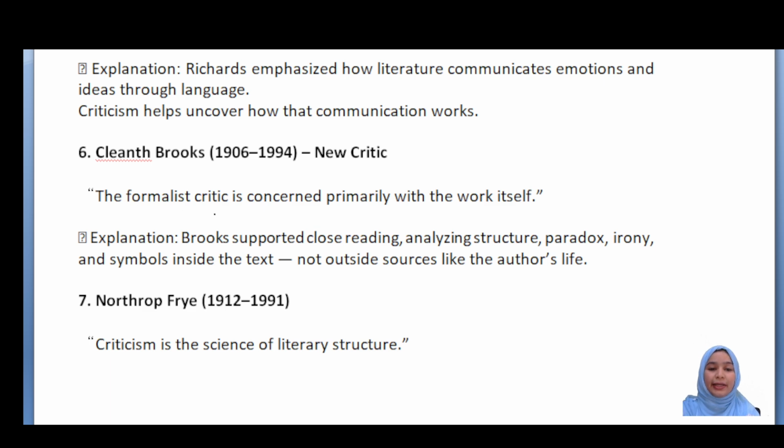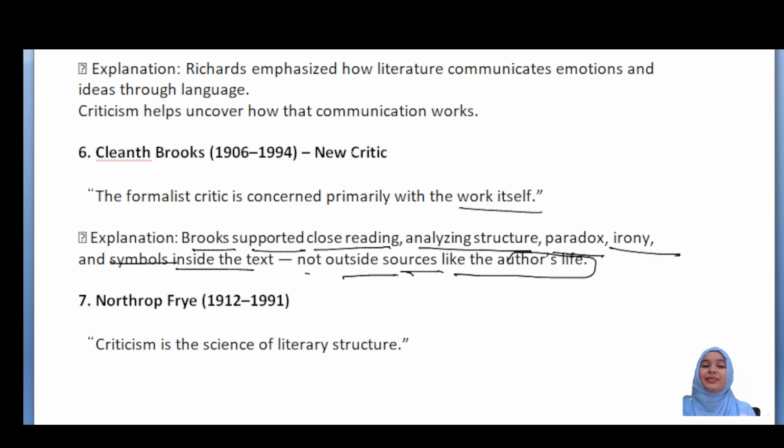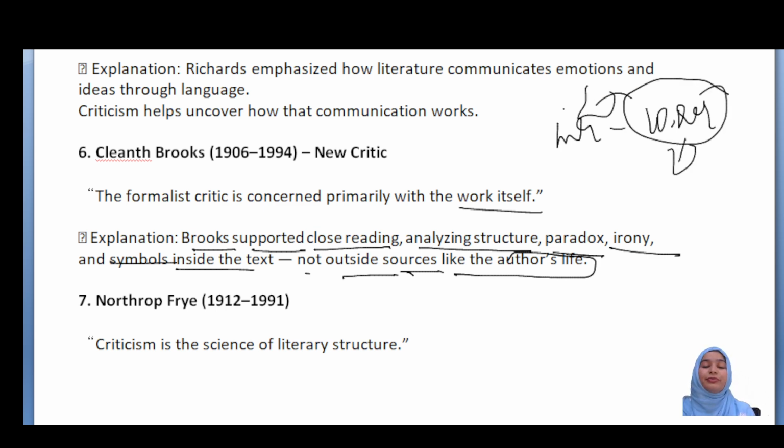The formalist critic is concerned primarily with the work itself. Brooks supported close reading, analyzing structure, paradox, irony, and symbols inside the text and not outside sources like the author's life. Very nice. He says that if a writer wrote any work, concentrate on this work, not his life.